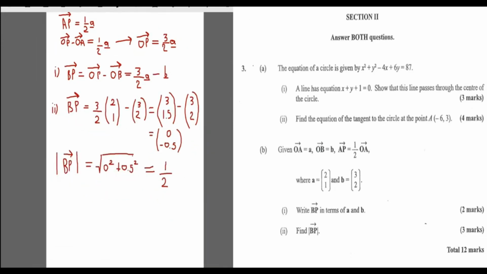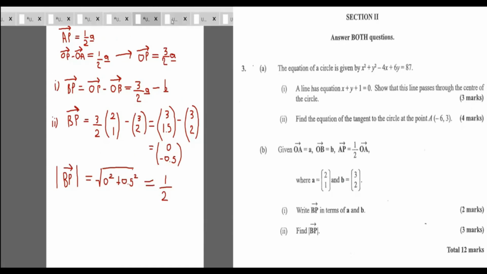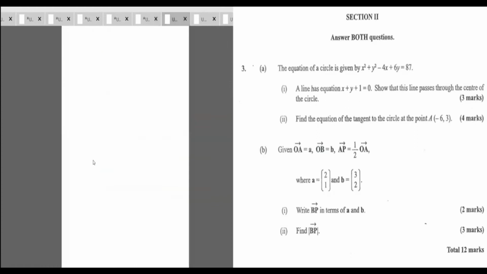That takes care of question 3. Question 3, no trouble at all. So we did vectors and we did coordinate geometry. Now question 4 is going to include trigonometry. Question 4 will be trigonometry. So let's go ahead and knock ourselves out with trigonometry.